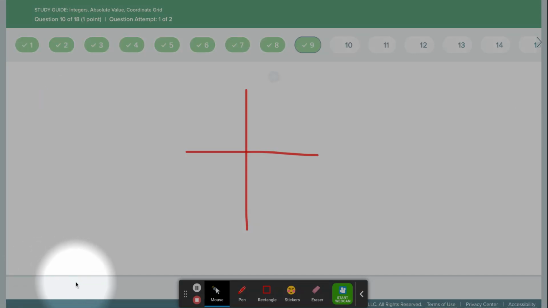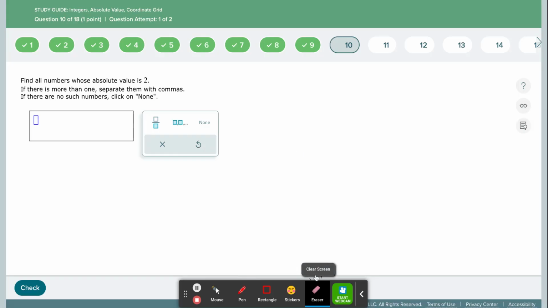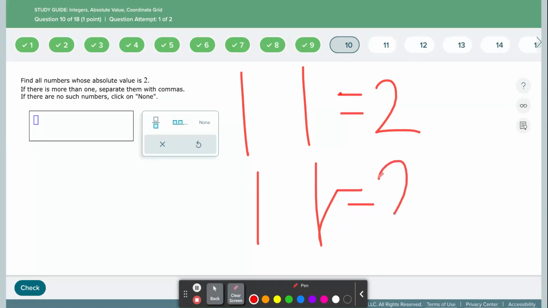Moving right along. All right, so here we go. Find all the numbers whose absolute value is 2. If there's more than one, separate them with a comma. If there's no such thing, then just click none, okay? So if I'm trying to get an answer of 2, it means this number's absolute value is worth 2 when I'm trying to find it. What numbers could I put in here? These are not 11s. These are the absolute value goalposts, okay?